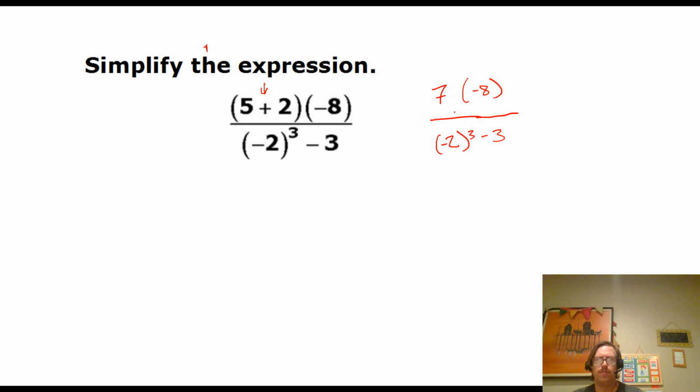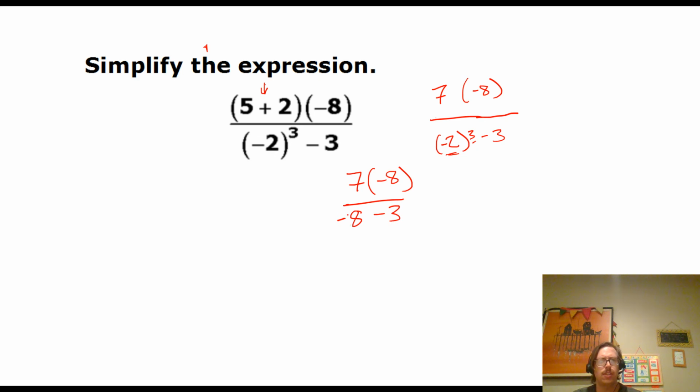Well, we've done our P. The other parentheses just have one number inside them, so we can't do anything there. We're next going to move on to E, exponent. So here we've got negative 2 to the third power. That means negative 2 times negative 2 times negative 2. Let me copy the top. 7 times negative 8 over negative 2 to the third power is going to be a negative 8 minus 3.